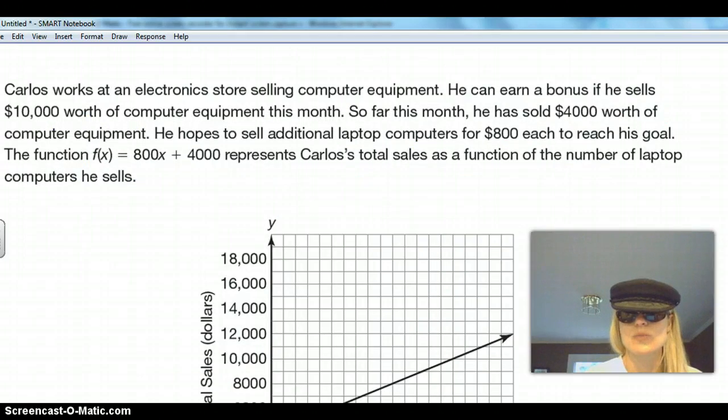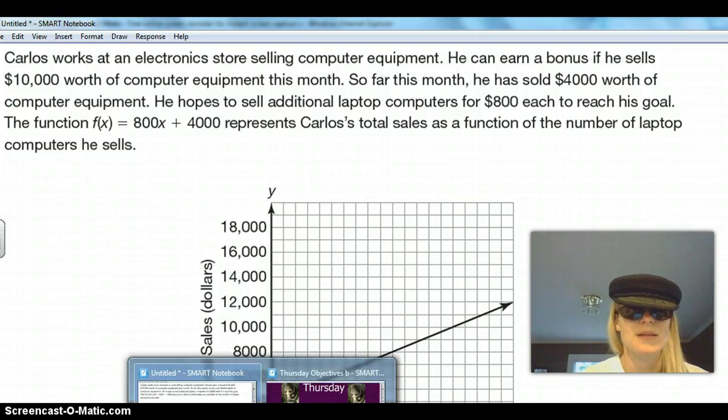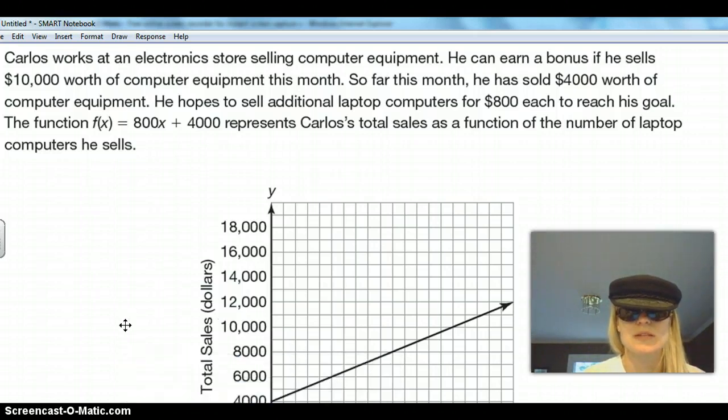If I look at this first problem, it says Carlos works at an electronics store selling computer equipment. He can earn a bonus if he sells $10,000 worth of computers this month. So far this month he's sold $4,000 worth of computer equipment. He hopes to sell additional laptop computers for $800 each and reach his goal. The function is f of x equals 800x plus 4,000. That represents Carlos' total sales as a function of the number of laptops he sells.